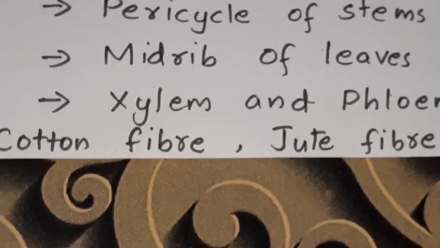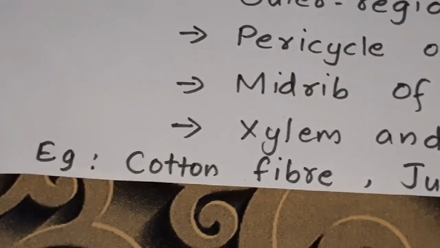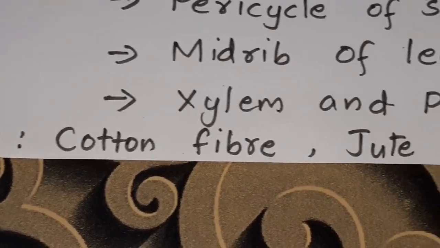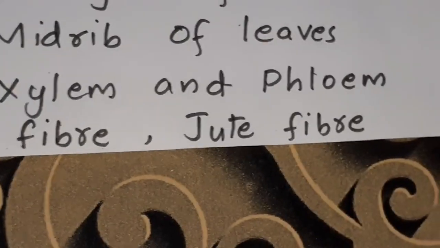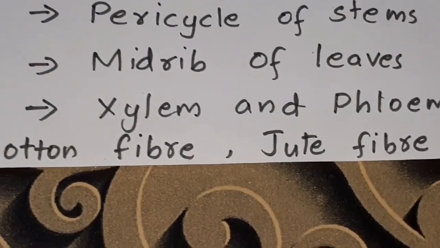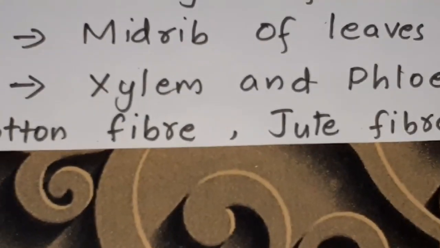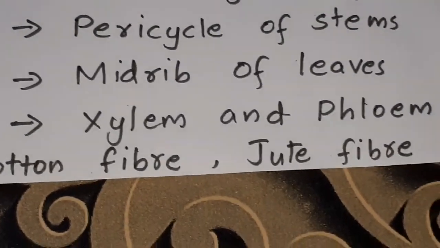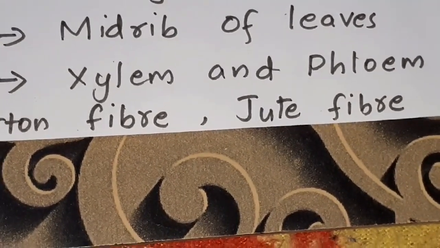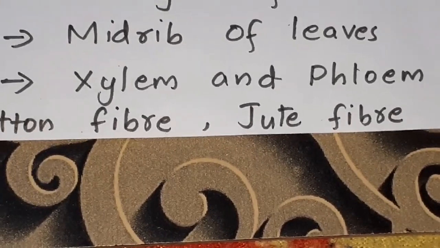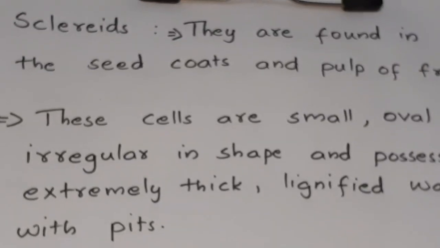Now, some examples are there for these fibers. You might have heard about cotton fiber and jute fiber. All these are examples of sclerenchymatic fibers. All these are fibers we get from plants.